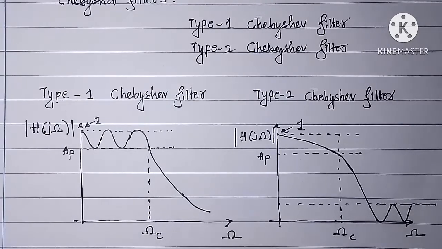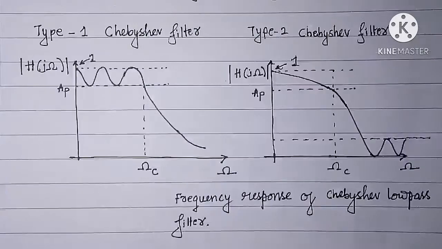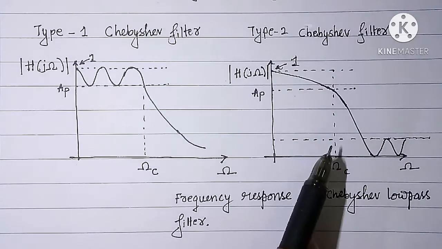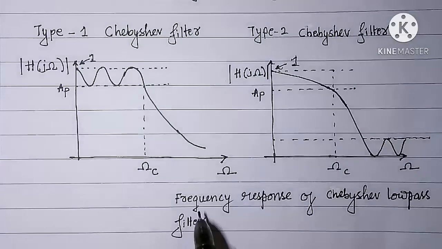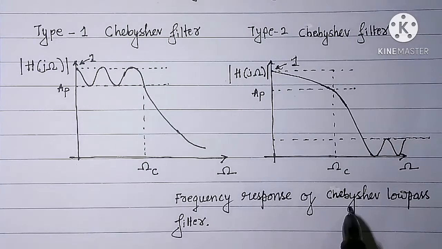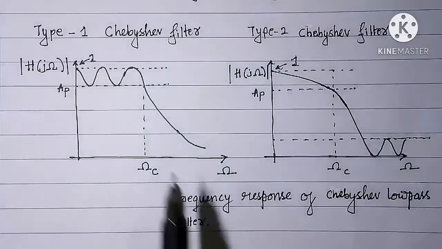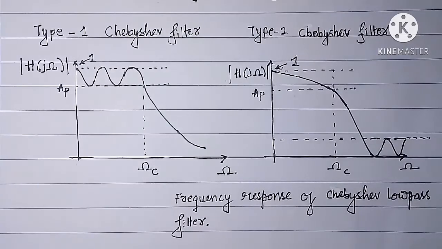Whereas in Butterworth filter, as we have studied, the frequency response is monotonic both in passband as well as the stopband. And these two frequency responses are for a Chebyshev low pass filter of type 1 and type 2. And in this chapter, we will be only studying design of type 1 Chebyshev filter.